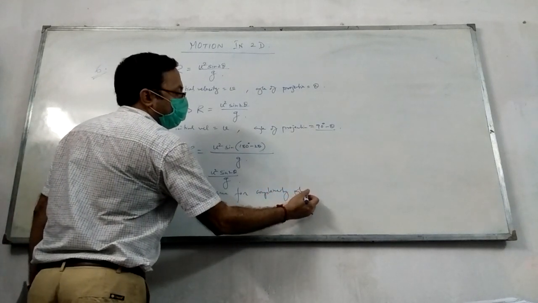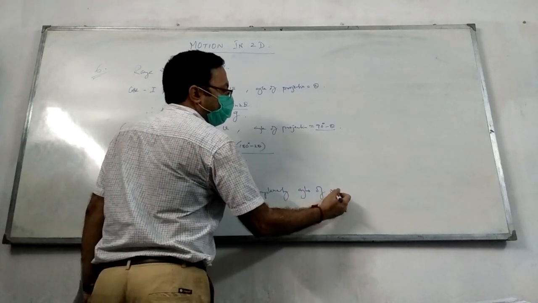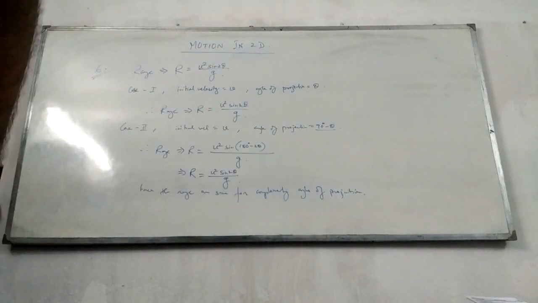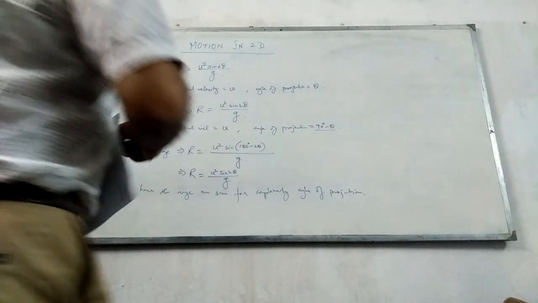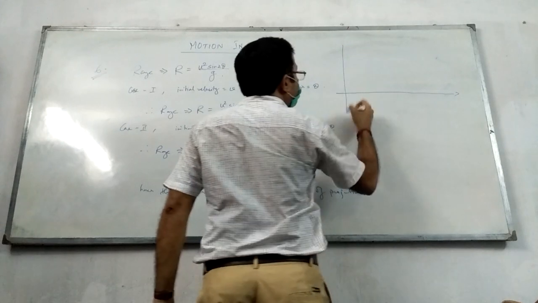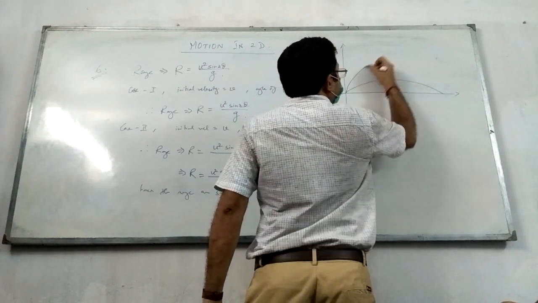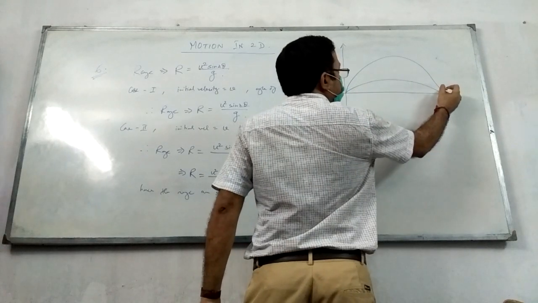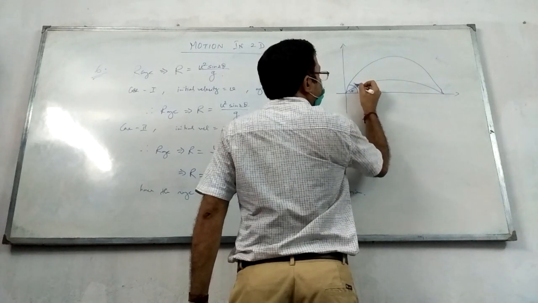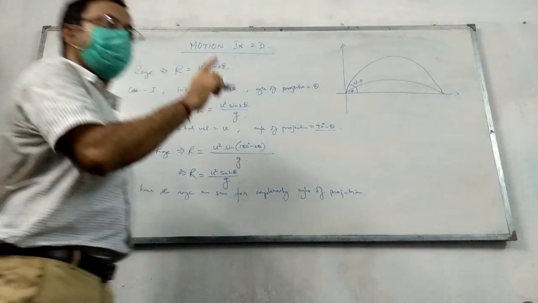Complementary angles of projection. So see, question number 6. What is happening? They are saying that if we want to visualize it, at a certain angle of projection and at the complementary angle of projection, you get the same range. So if this angle is theta, this angle is 90 degree minus theta. So you get the same range. Value of range is same.